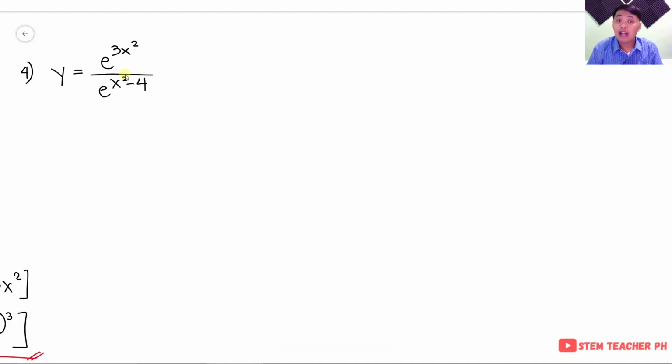Kaya what I would like to suggest is pwede tayong gumamit ng laws of exponent. Kasi as we can see here, yung term na nasa numerator, yung base is e, yung base na nasa denominator is also e. Kapag we are performing division with the same base, for example, if we are given with x raised to a over x raised to b, this is just equal to kuhanin yung base, tapos kuhanin yung difference ng terms. Yung nasa numerator minus yung nasa denominator.